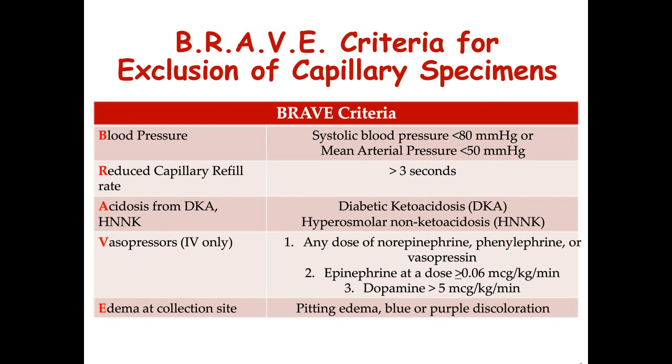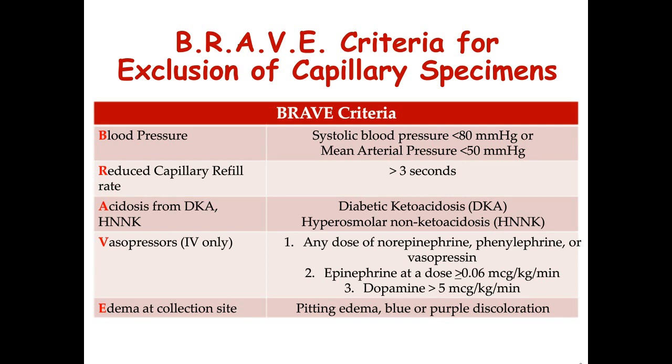A is acidosis, whether diabetic ketoacidosis or hyperosmolar non-ketoacidosis. Vasopressors, this is specifically addressing intravenous vasopressors. So either any dose of norepinephrine, phenylephrine, or vasopressin, or epinephrine at a dose greater than or equal to 0.06 micrograms per kilogram per minute, or dopamine at greater than 5 micrograms per kilogram per minute. Then E, for edema at the collection site, would be if the fingers had pitting edema, blue or purplish discoloration.